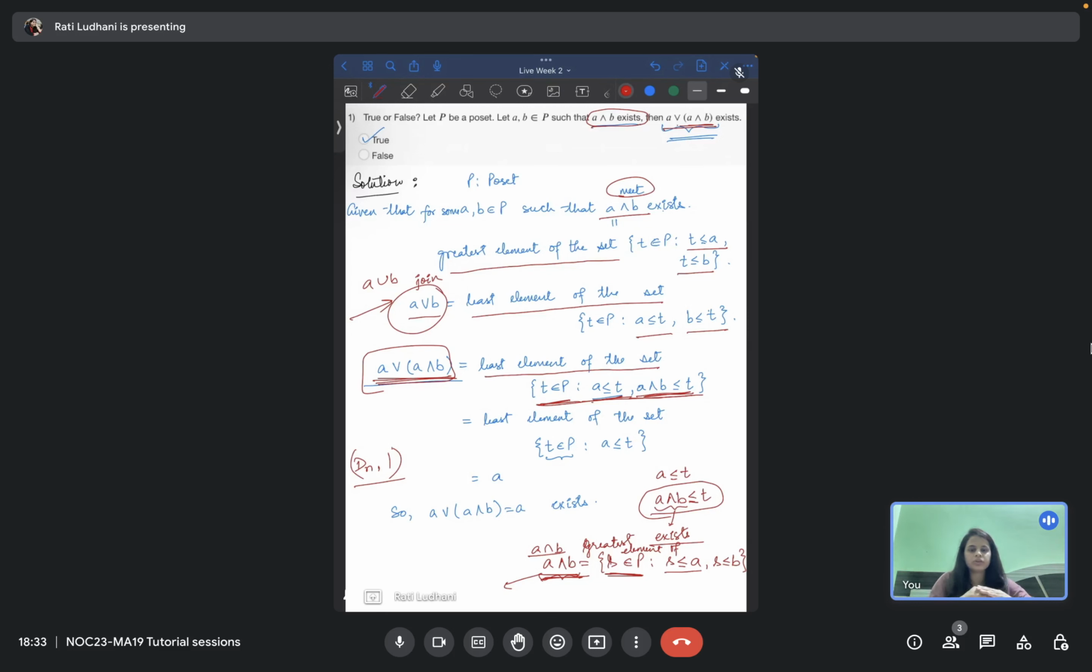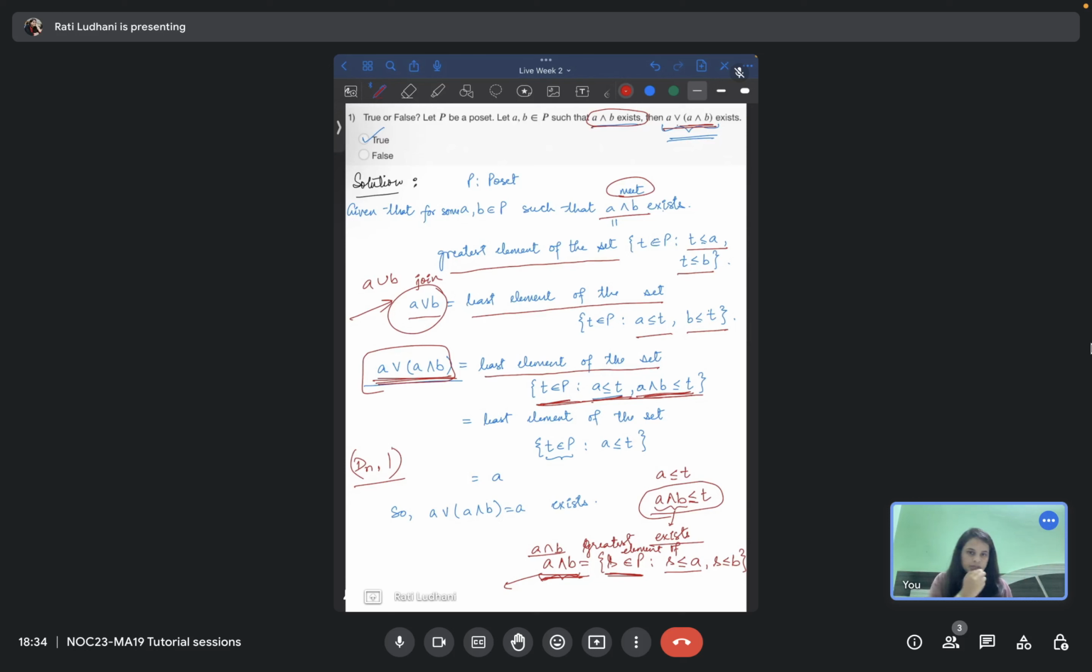So basically, if you have two elements, you are trying to get the greatest element which is very near to those two elements, but is lesser than them. And join is like you are taking the least element from upside, which is bigger than A and B, greater than or equal to A and B. So you are trying to get the nearest elements from down and up.